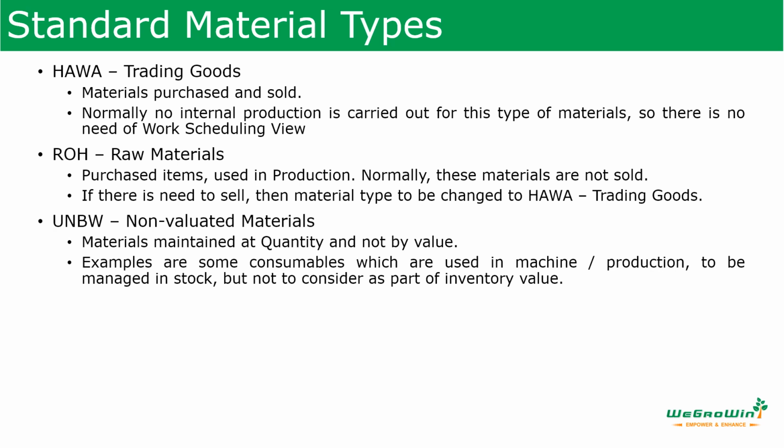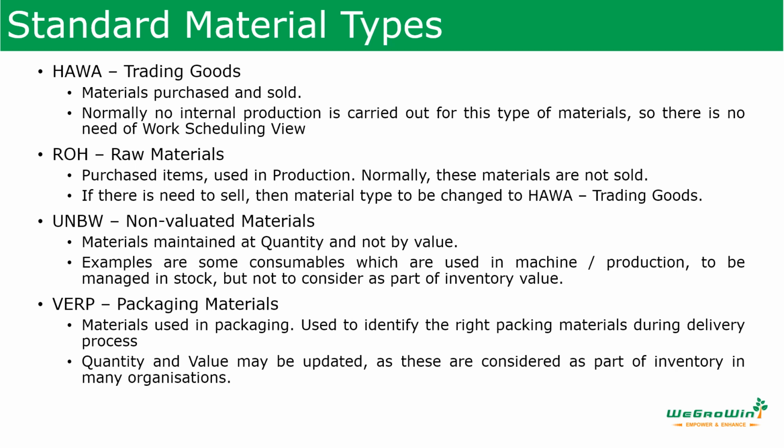UNBW are the non-valued materials, the materials which are maintained by quantity but not by value, like some consumables which are used in machines or production, which have to be managed in the stock so that we can plan them, because without them production may stop also. So you have to plan them, but the value should not be there. This kind of materials we can handle through UNBW.